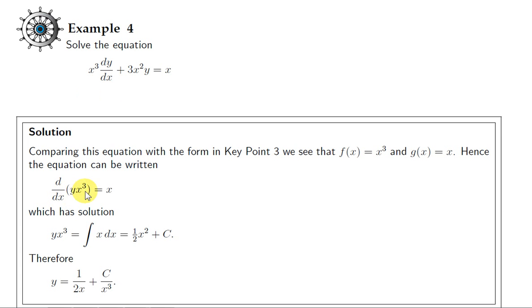And when we have it in this form, we just multiply both sides by dx and integrate. So we integrate d of y x cubed, well that just gives us y x cubed, and we integrate x dx, well that's straightforward, and the constant of integration appears on the right hand side. Finally we divide across by x cubed to get y as a function of x.